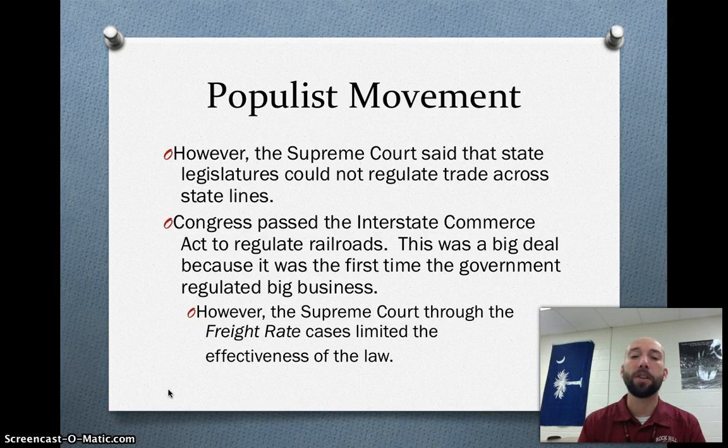So the United States Congress does get involved and does end up helping a little bit. They pass what's called the Interstate Commerce Act. And this is meant to regulate railroads. It's a big deal because it's the first time the government actually regulated a big business and showed that they were going to step in and try to help the common man versus the big business. Although the Supreme Court again is going to limit the effectiveness of the law.